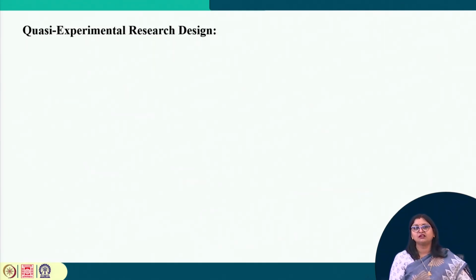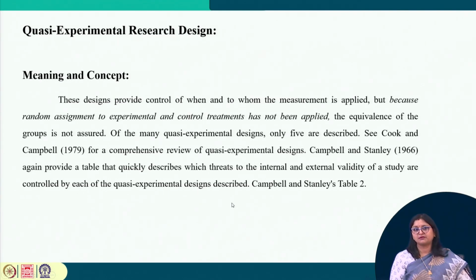Now, we will go for the quasi-experimental research design. What is the meaning and concept of quasi-experimental? In the previous lecture I had mentioned that this design provides the control of when and to whom the measurement is applied, but because random assignment to experimental and control treatment has not been applied, the equivalence of the groups is not assured. Of the many quasi-experimental designs, only five are described.